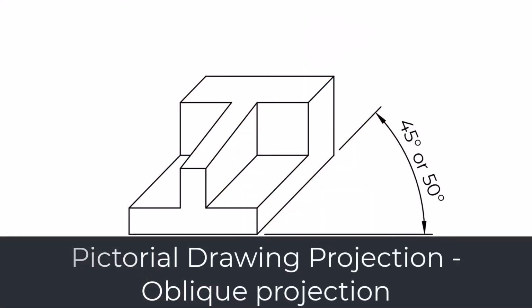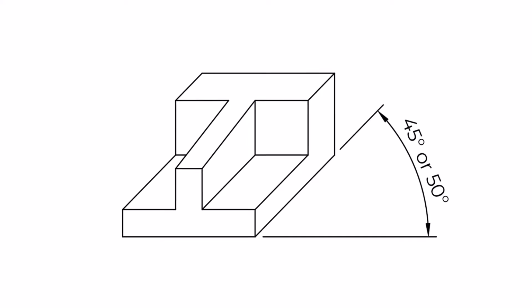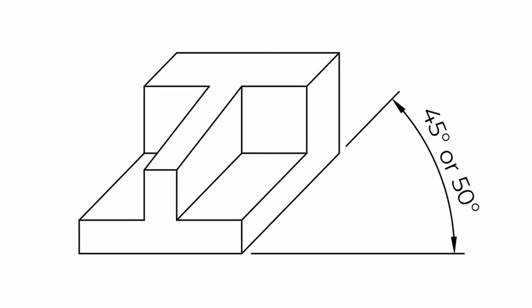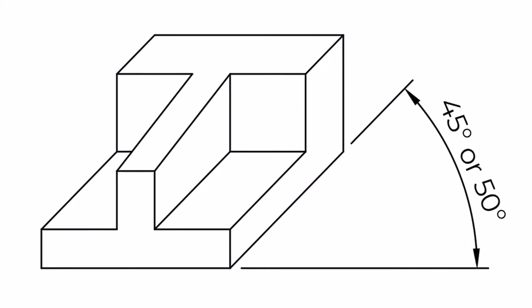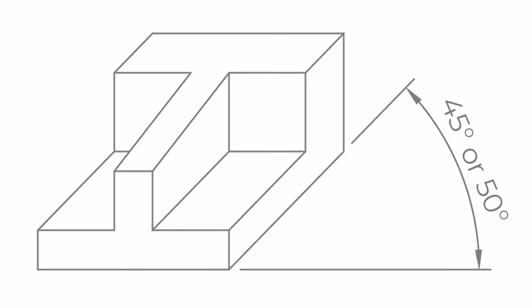Oblique projection. The oblique projection lets the viewer see the most descriptive view as a front view in true size and shape. The most descriptive view is parallelly projected to the plane of the paper while the rest of the object is distorted. Most of the time, the oblique projections are drawn at an angle of 45 degrees or 50 degrees. Oblique projection is rarely used in engineering drawings, but they are beneficial for quick sketches, concept generation, and product visualization.